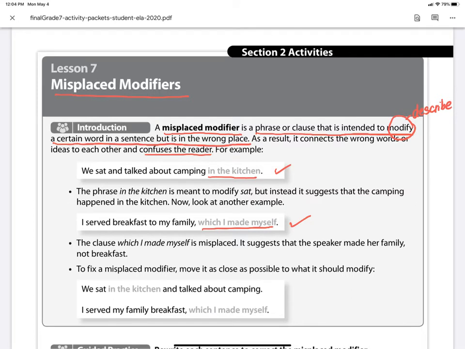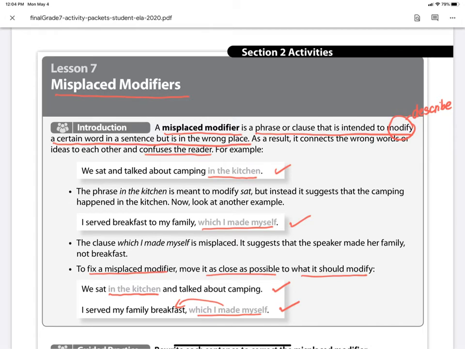Okay, so how do we fix this? To fix a misplaced modifier, you have to move it as close as possible to what it should modify. Now look at this one. The first example, we inserted it right closer to what is happening. So in the kitchen, we sat in the kitchen and talked about camping. And then this one, I served my family breakfast, which I made myself. So look at this, which I made myself is the breakfast.